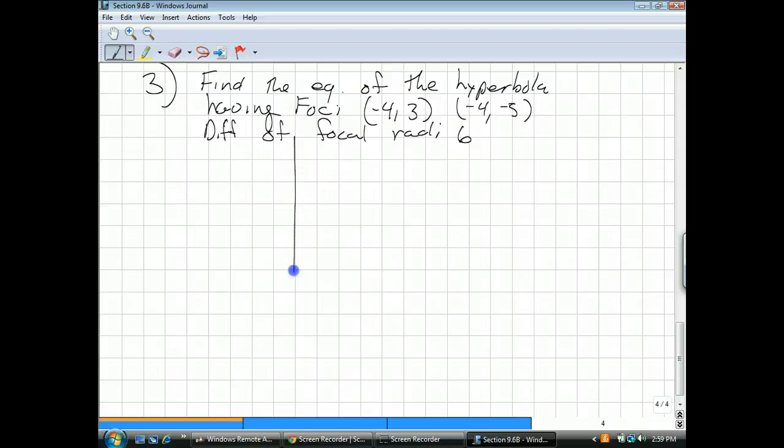Okay, so let's just kind of do a graph real quick. And we have (-4, 3) and (-4, -5).